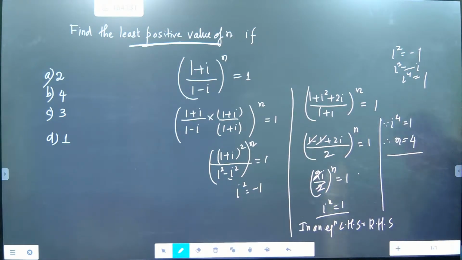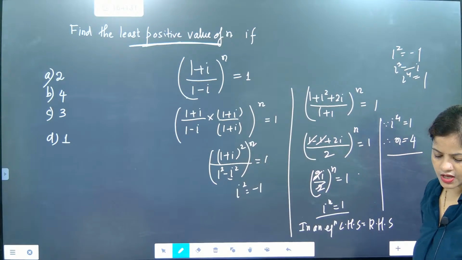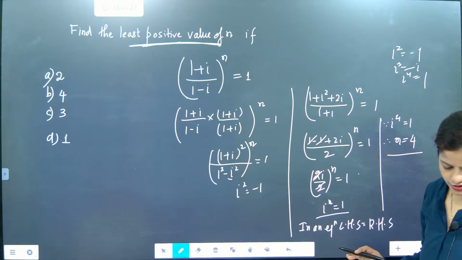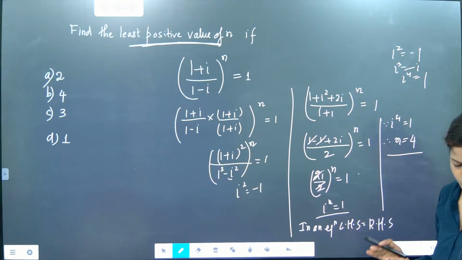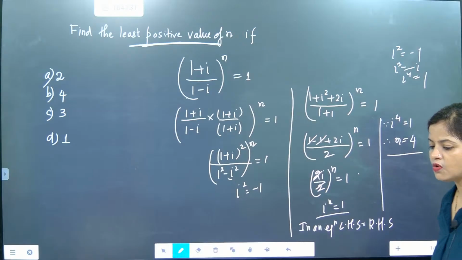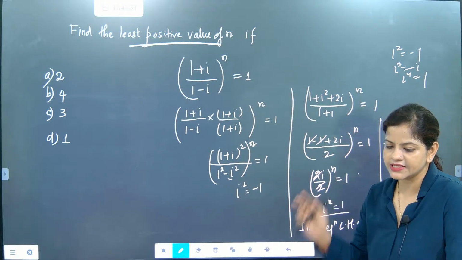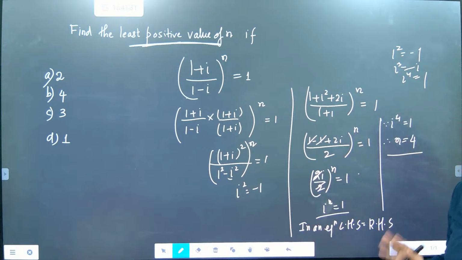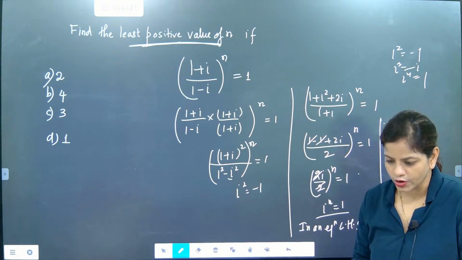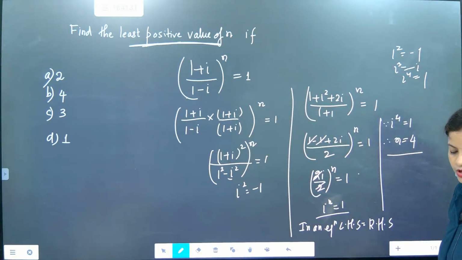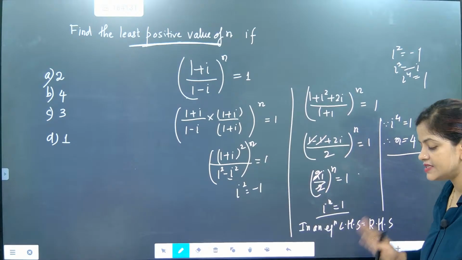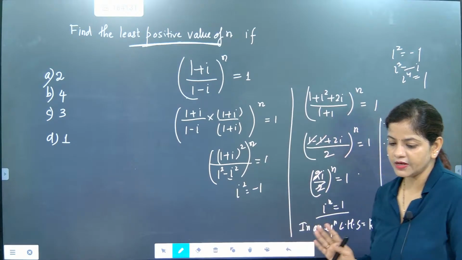I hope you might have understood. n is equal to 4 is the least positive value. This is exactly one of the most important things. Now we will go for some typical questions to study. Very typical questions, because these questions are NCERT and NCERT exemplar questions, and we need to solve based on conjugate and modulus. So I'm solving one very important question. It is exactly in NCERT, and yet it is a very typical question.